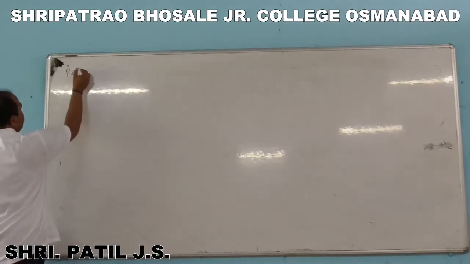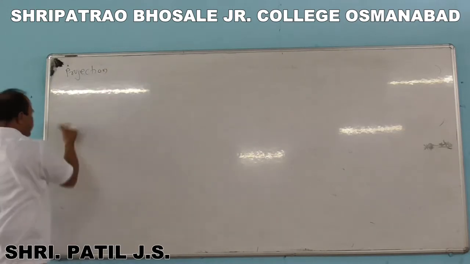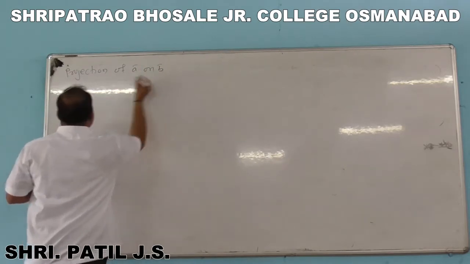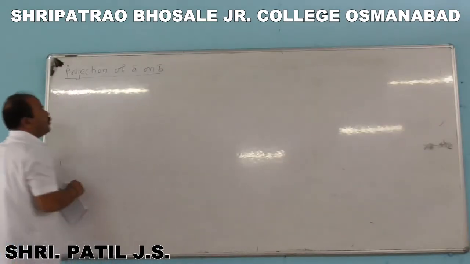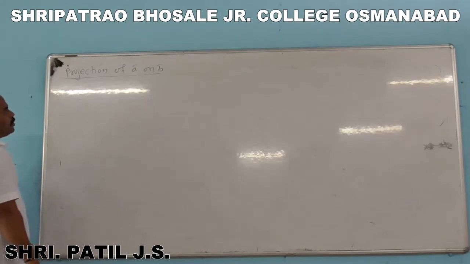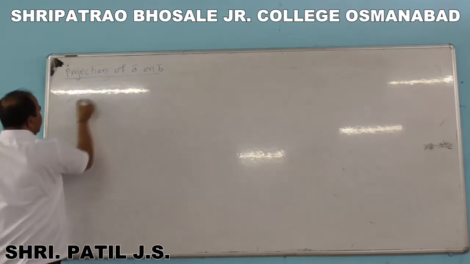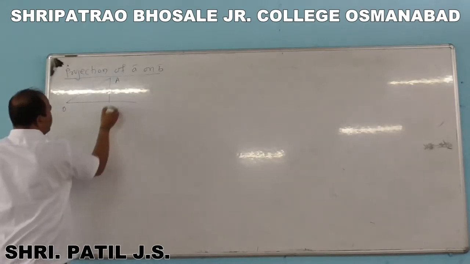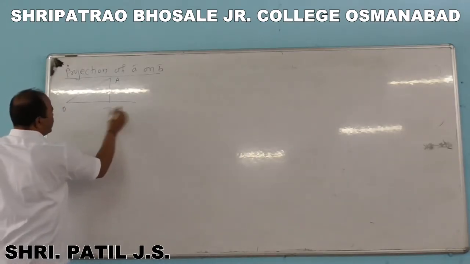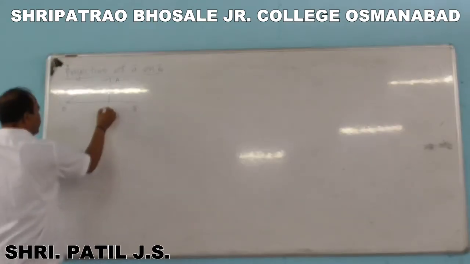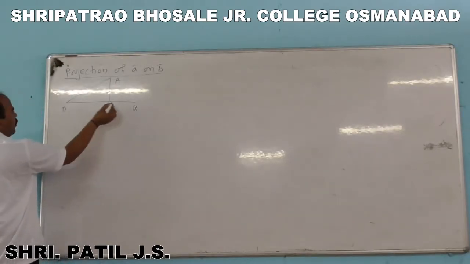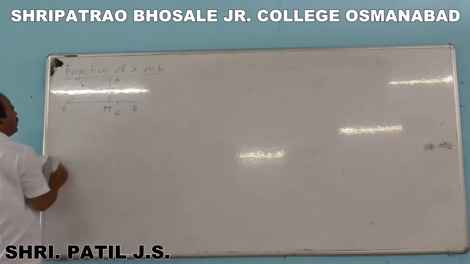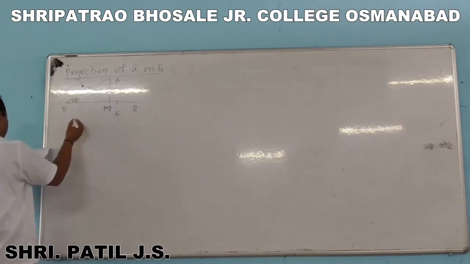Next point is projection of a1 on b1. For this, here is point A, here will be B, and M. The vector OB means b1, the vector OA means a1. This angle is theta.